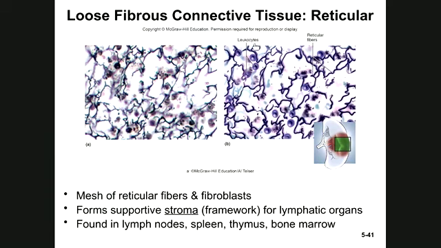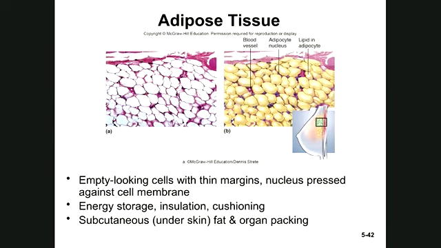And this tissue can form the stroma, the structural framework of many lymphatic organs like the spleen, lymph node, red bone marrow, and also our liver and kidney. In this picture, you can see these black fibers, which are interwoven, and they make a network, and the leukocytes are scattered between them. And the next connective tissue is called adipose tissue.